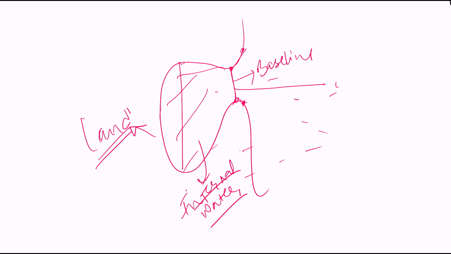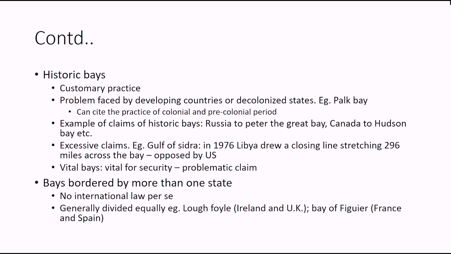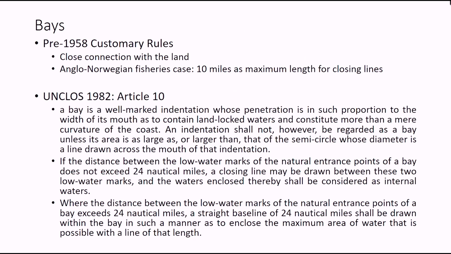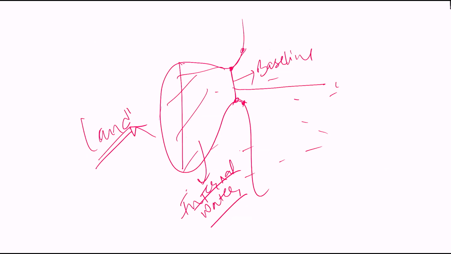So, the first requirement we have already identified: we have to draw a line across the diameter and it should be more than this particular line that we have drawn here. Number 2, it must not exceed 24 nautical miles. The third clause will tell us clearly another requirement, where the distance between low water marks of the natural entrance points. So, the natural entrance points would be this as well as this, that is point A and point B.